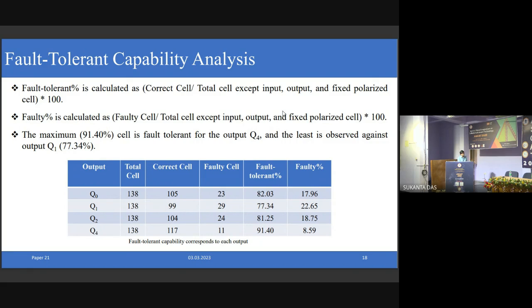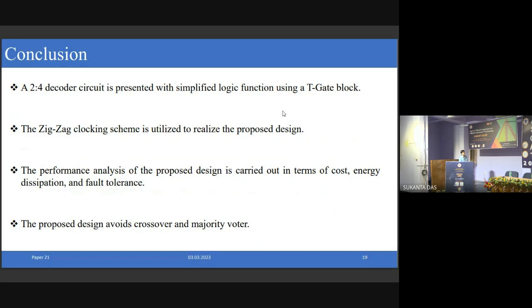And now I want to conclude my presentation or my research. We have designed a 2:4 decoder using T-gate. For this purpose, we have used the zigzag clocking scheme, and we have examined the proposed structure using the fault tolerant capability and the power dissipation.